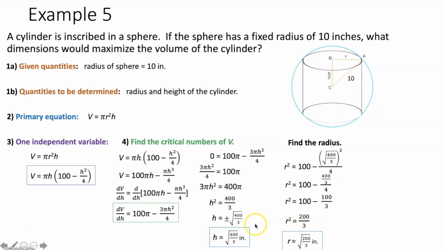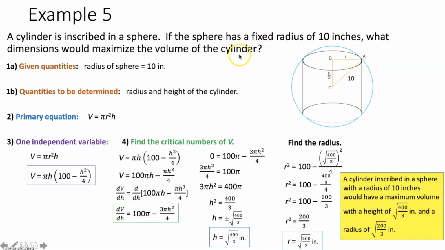So now we have both dimensions that would maximize the volume of this cylinder here. Again, this is a word problem, so you need to answer in a sentence. A cylinder inscribed in a sphere with a radius of 10 inches would have a maximum volume with a height of root 400 over 3 inches and a radius of root 200 over 3 inches.